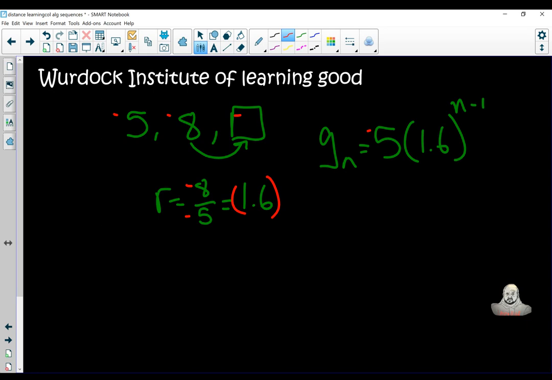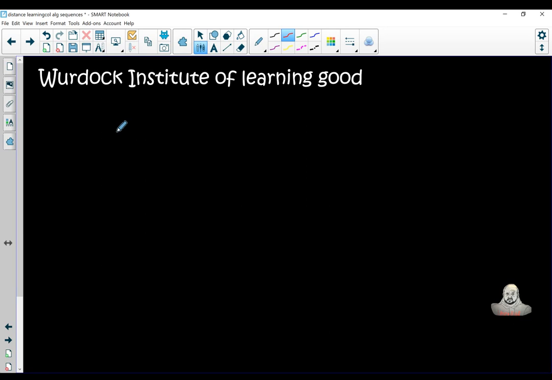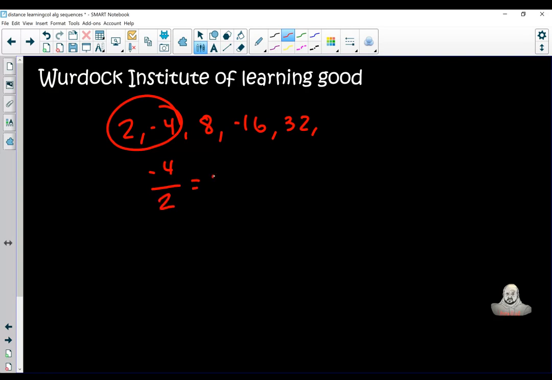If they alternate, I'll show you what I mean by that. If the terms of your sequence alternate from 2 to -4 to +8 to -16, and so on and so forth. If I look at the ratio generated here, that's -4/2 equals r. You can have a constant ratio that's negative. So in this instance, your first term is 2, and your constant ratio is -2.